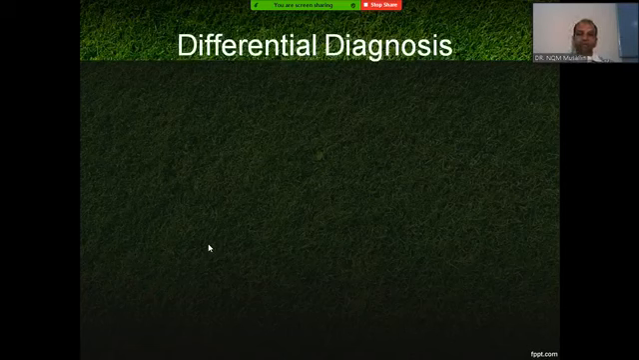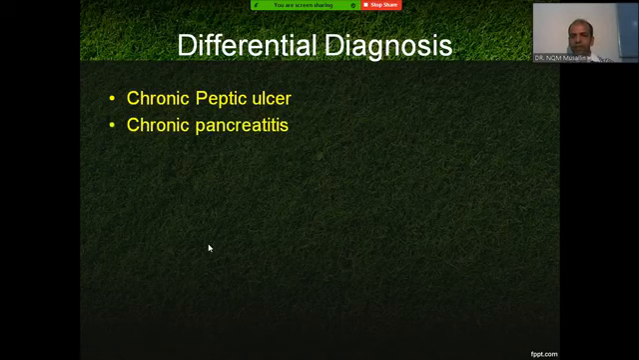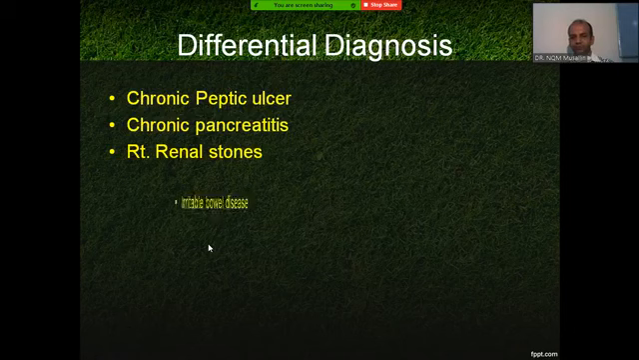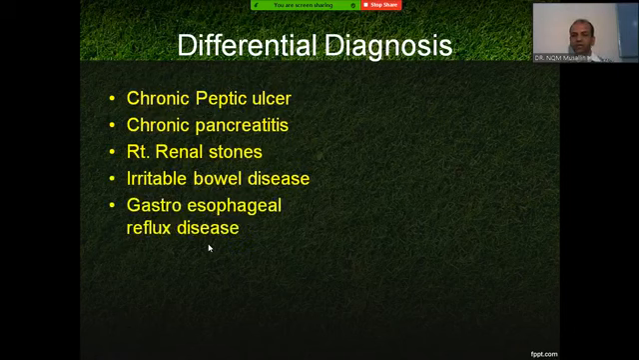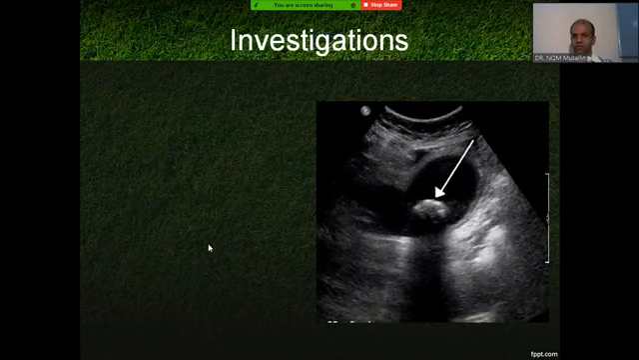And now, what are the differential diagnoses of chronic cholecystitis? The very common differential diagnosis is chronic peptic ulcer, then chronic pancreatitis, then right renal stone, and finally irritable bowel disease and gastroesophageal reflux disease. And sometimes a musculoskeletal disorder makes signs and symptoms like chronic cholecystitis.